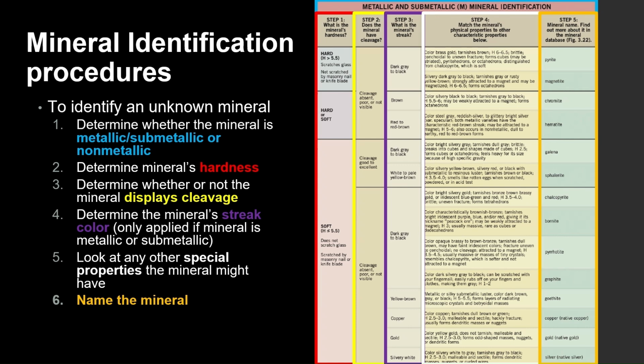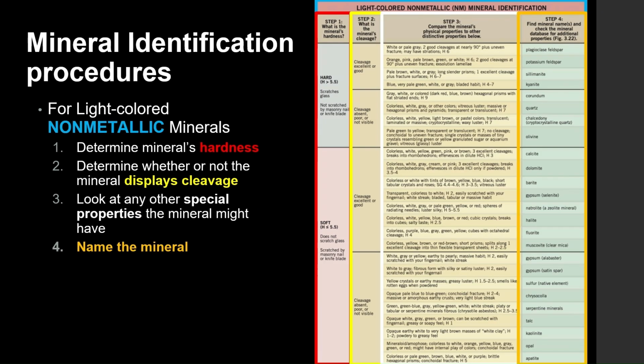To identify an unknown mineral, first decide if it's metallic, submetallic, or non-metallic. If you think it's metallic or submetallic, you will then need to observe the hardness, check for cleavage, determine its streak color, take note of any special properties like magnetism or if it has a reaction to acid, then use all these traits to name the mineral.